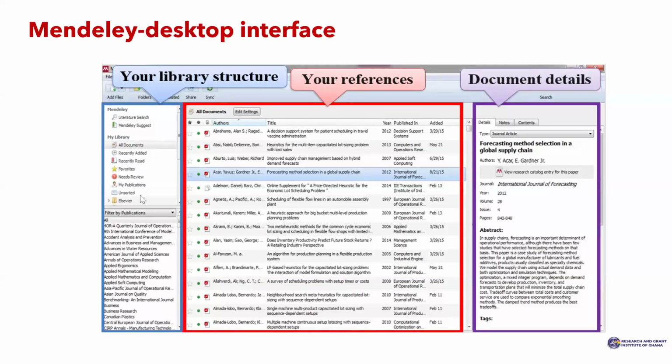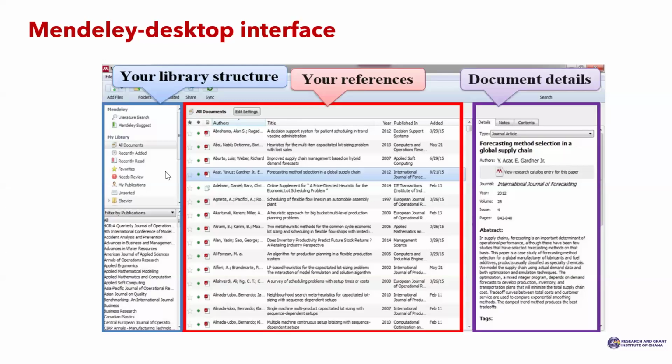Now, at the library side, there's something I need to talk about. You see, we have all documents. We have recently added. We have recently read. We have favorites. We have needs review. So if you still need to review a paper, maybe add some missing components, you can send it to needs review.